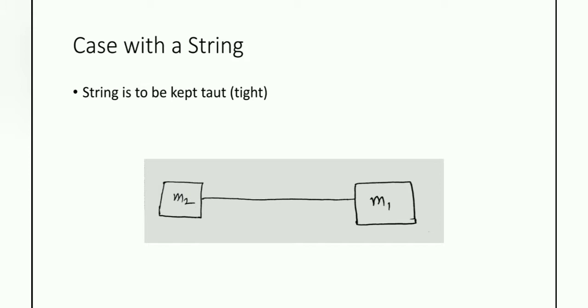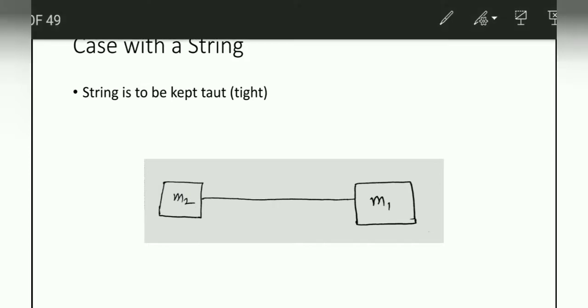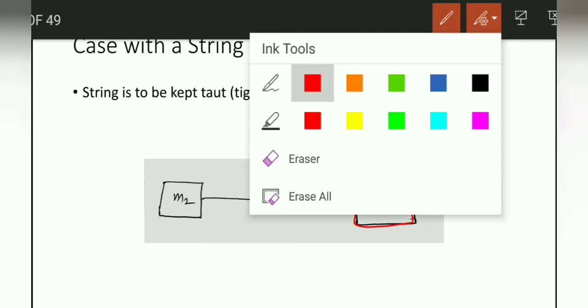Our next case will be with a string. We have a block of mass m1 and we have m2. m1 is moving with a velocity v. So what will be the velocity of m2?